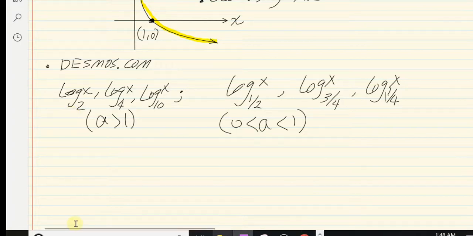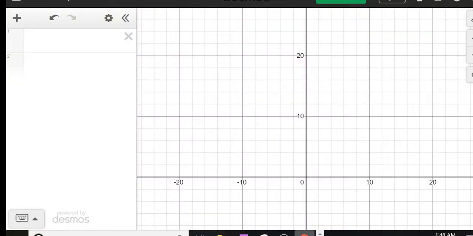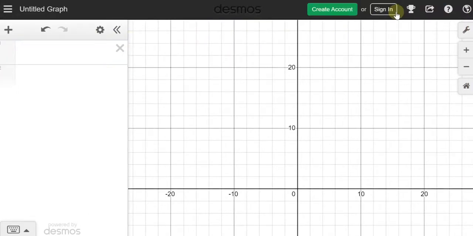Okay. I already have the site up and running. There you go. First we're going to do log base 2, base 4, base 10. Okay, everyone, we're back. So I was going to graph some of these logarithmic functions for you.